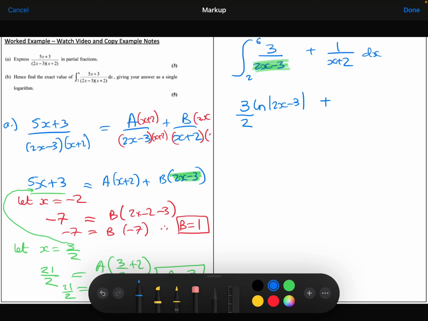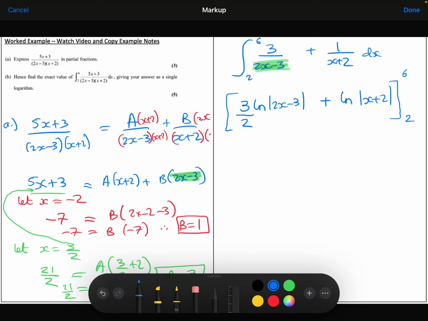The second term is a bit easier to integrate. You've just got 1 over x plus 2. So again, because it's 1 over a linear function, it will be ln. And because it's just a 1x on the inside here, I don't need to worry about the reverse chain rule. I don't need to worry about dividing by anything. Okay, that has been integrated. I am now going to substitute in my limits.